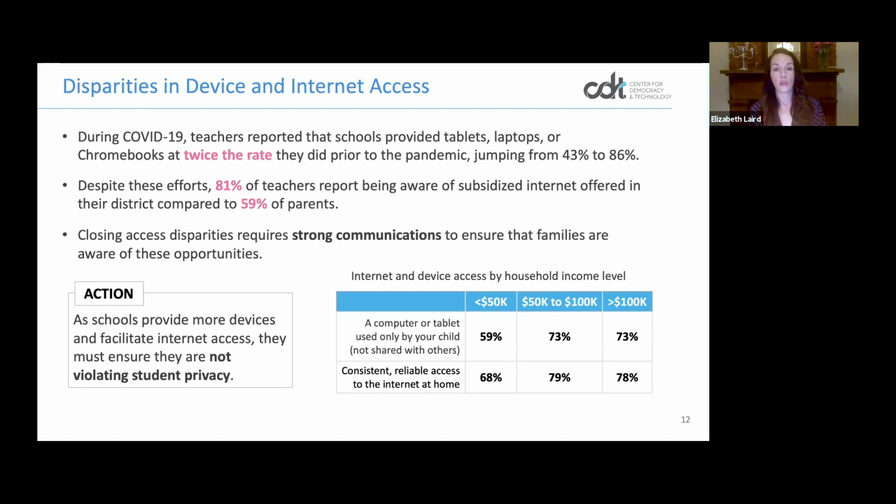We also saw that schools are providing options to provide subsidized internet, but that teachers are far more aware of those things than parents. And I don't think that's breaking news necessarily, that someone working in the school would know more about an initiative or an outreach effort than parents. But it does mean that, as we talked about before about parent engagement, making sure you're reaching people is really important.